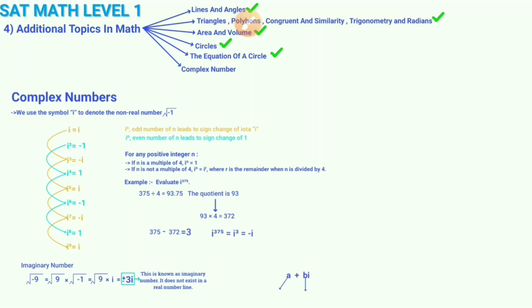375. Divide by 4, you get the quotient 3. Remember this. Do this and you get 3. This is how you do it. Imaginary numbers. This is known as imaginary number. It does not exist on the real number line. Real part, imaginary part. This is how you write it. And this is known as complex number. Z is denoted as complex number.